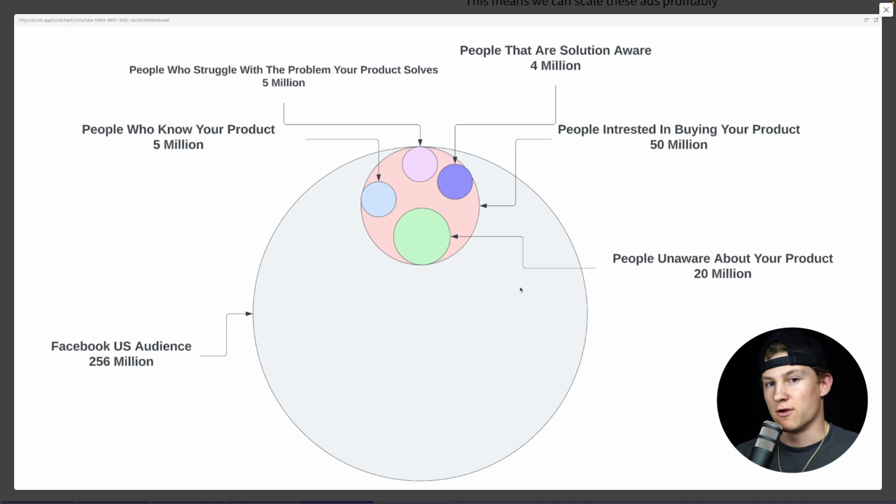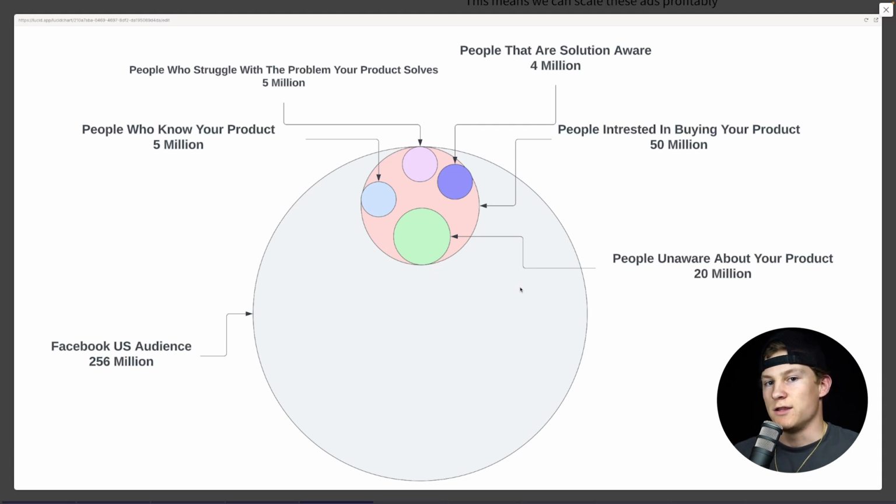I made a little diagram here on how the marketing actually works inside Facebook, inside the US. So as you can see here, you have people interested in buying your product. That is 50 million people, right? Now, people that are unaware about your product, that might be 20 million. Now, people that know our product, that might be 5. And let's say people that struggle with the problem our product solves, that might be another 5 million. And let's say that people that are solution aware might be 4 million, like I have in the diagram.